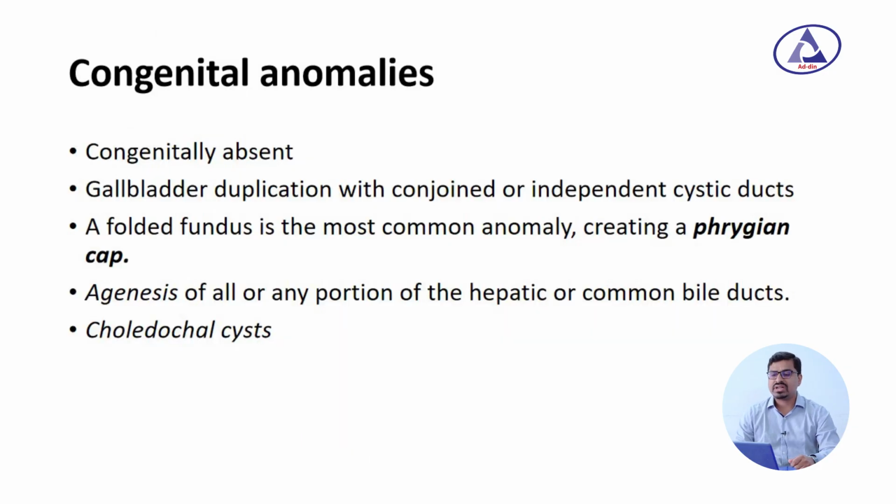Now, congenital anomalies of the gallbladder. This can be congenitally absent gallbladder, duplication with conjoint or independent cystic ducts. A folded fundus is the most common anomaly, creating a Phrygian cap. Agenesis of all or any portion of the hepatic or common bile ducts, choledochal cyst.